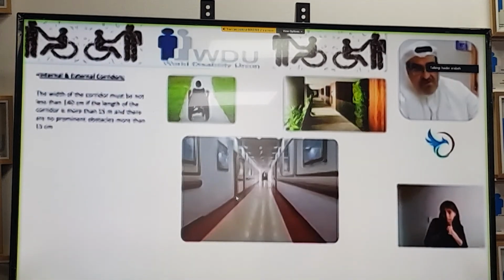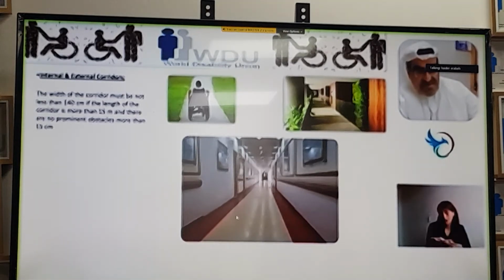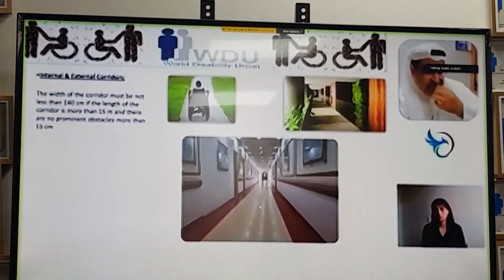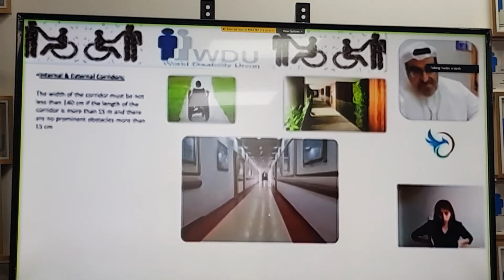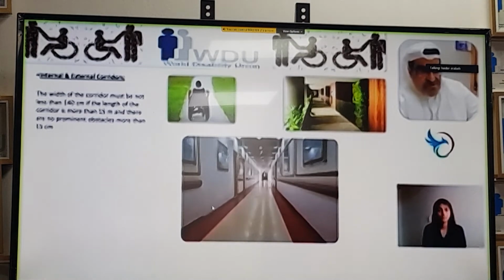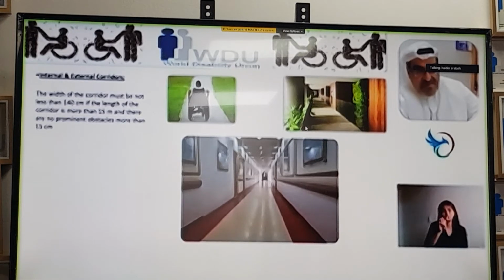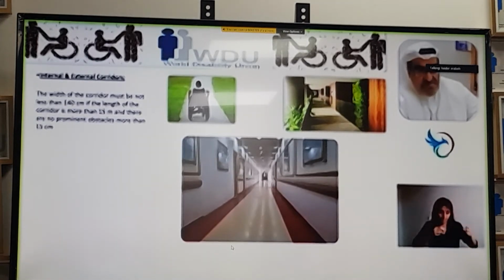Here we'll go to the interior corridor, inside the building. If the corridor is very long, for example more than 15 meters, then the corridor should be not less than 1.5 to 1.8 meters in width. So any corridor, if it's very long, should not be less than 1.5 to 1.8. It can be more but not less. If we continue to the next page, please.